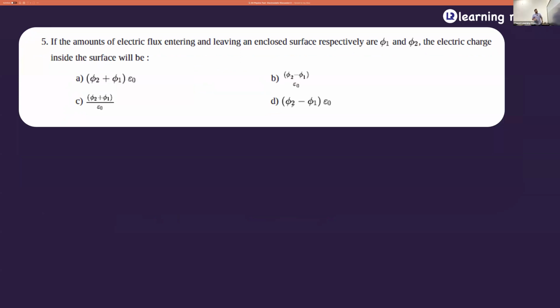Next one. If the amount of electric flux entering and leaving an enclosed surface are phi1 and phi2, then the electric charge inside the surface is how much? Which one? Phi2 minus phi1 or phi1 minus phi2? Why? It's considered to be negative. What is the reason for it? You know the answer, think. I've told that many times.